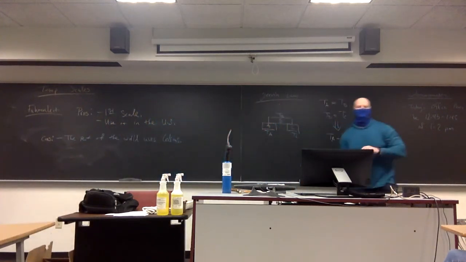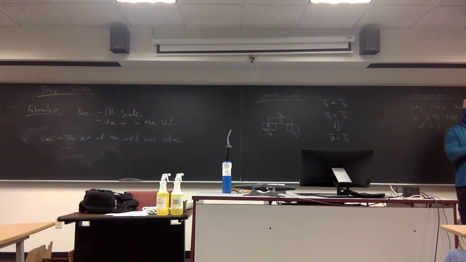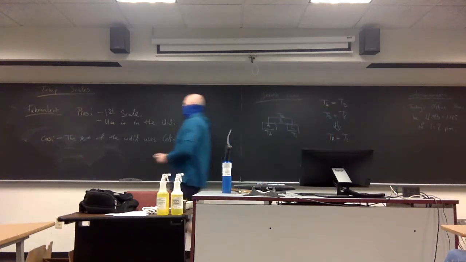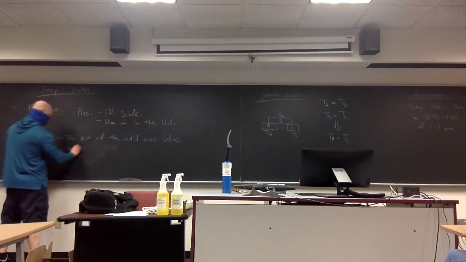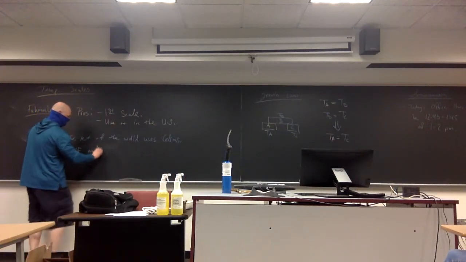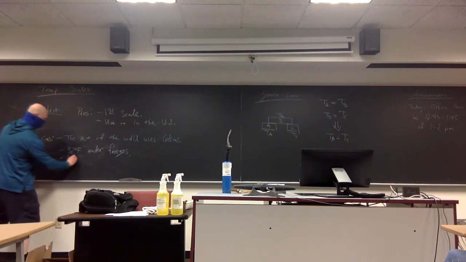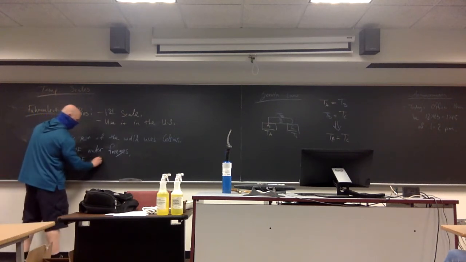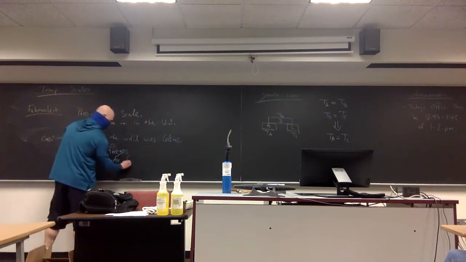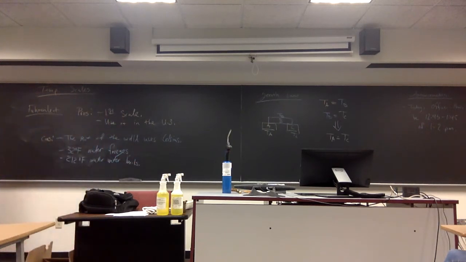What else? What are some other cons? What does 32 degrees mean in the Fahrenheit scale? Water freezes, okay? So let's think about it. 32 degrees Fahrenheit, water freezes. And where does water boil? 212. Water boils. Why? Why is it some random number like 32 degrees when water freezes, and some other random number, 212 degrees, when water boils?